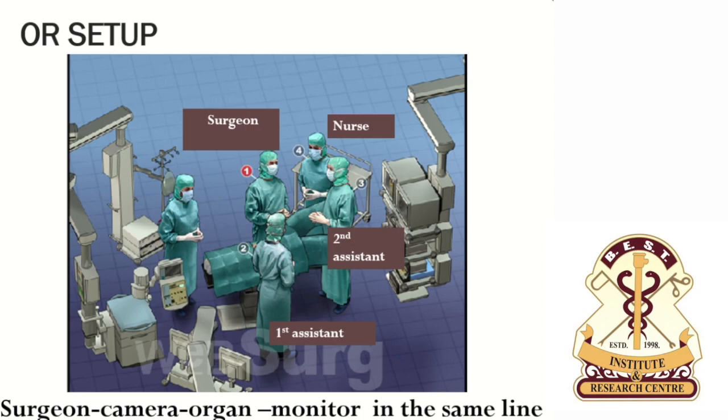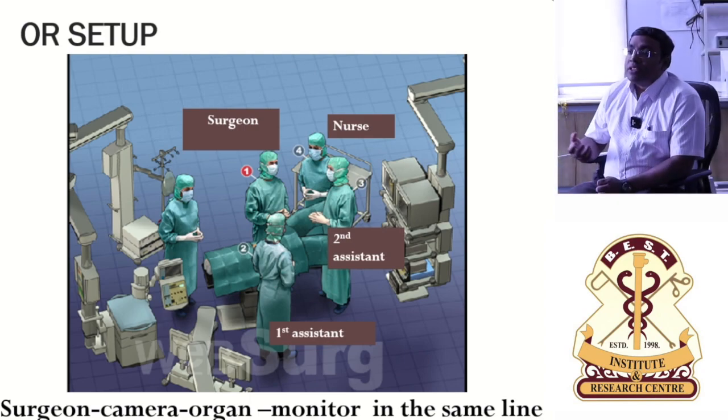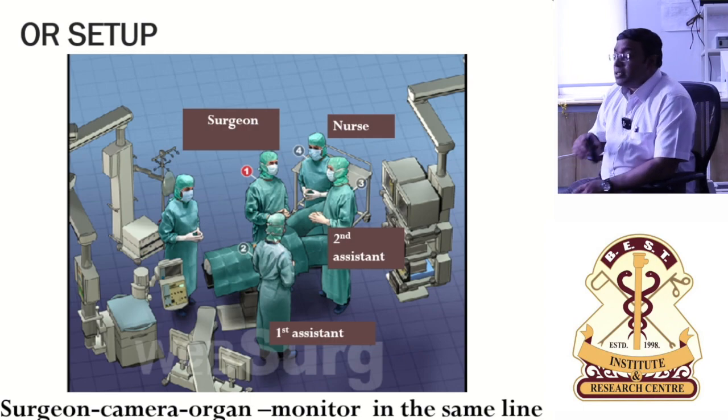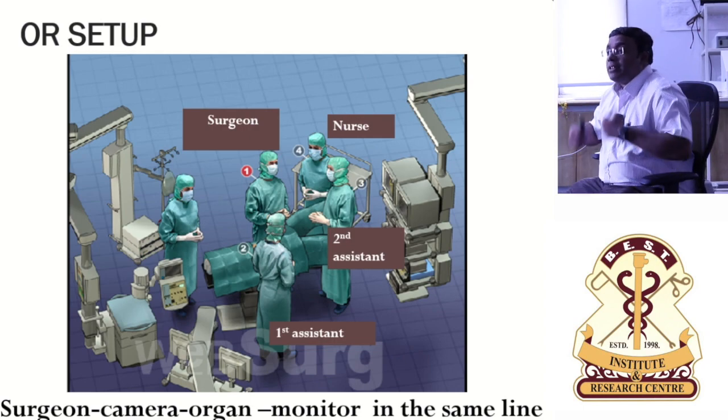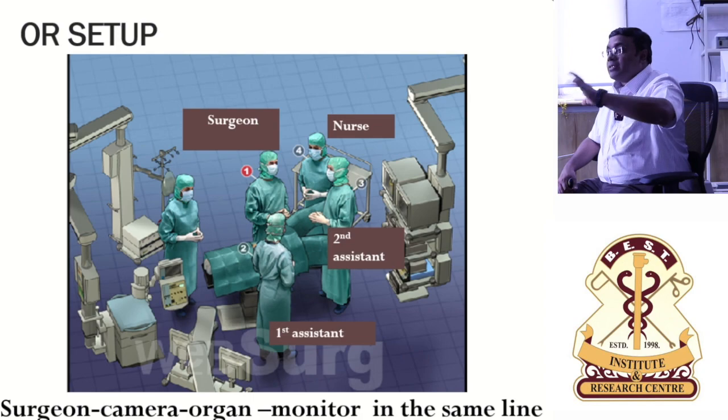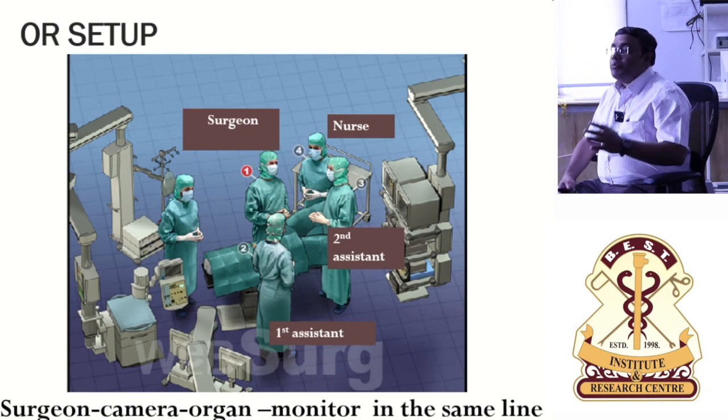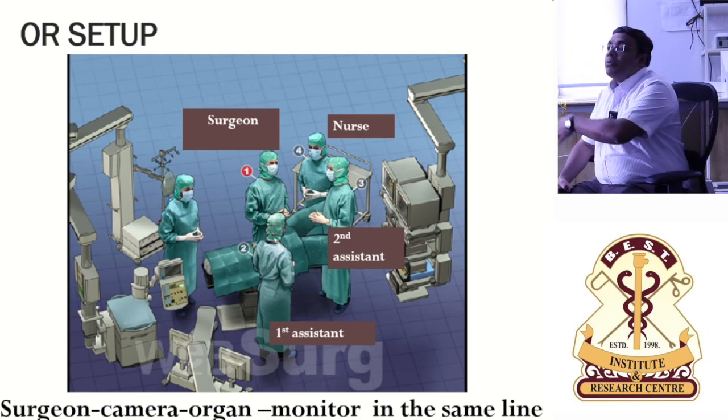So for that, your positioning in the OT is very, very important. You need to be ergonomically properly positioned, so that your body is relaxed all the time, your hand movements are smooth, without much rigidity, and you are able to move your hands comfortably. Because it is for a long duration, you have to have energy and muscles should be relaxed, and you will be able to do hand movements the way you want for a long period of time.